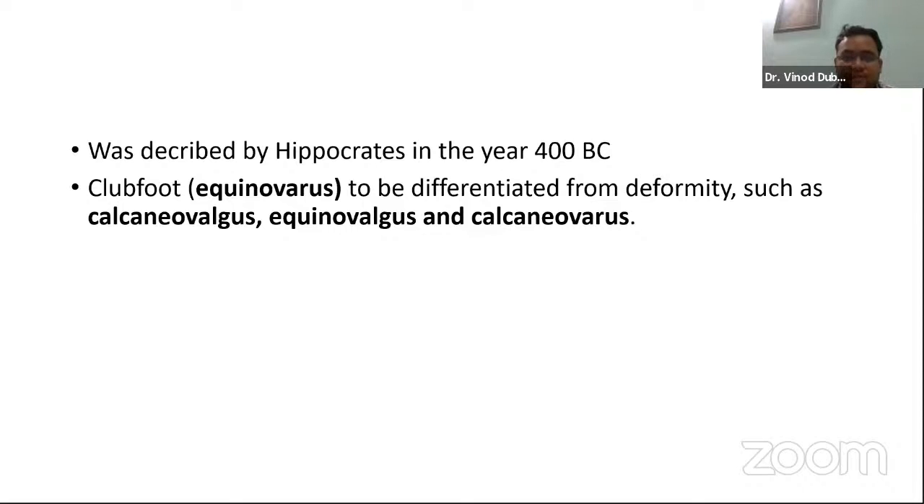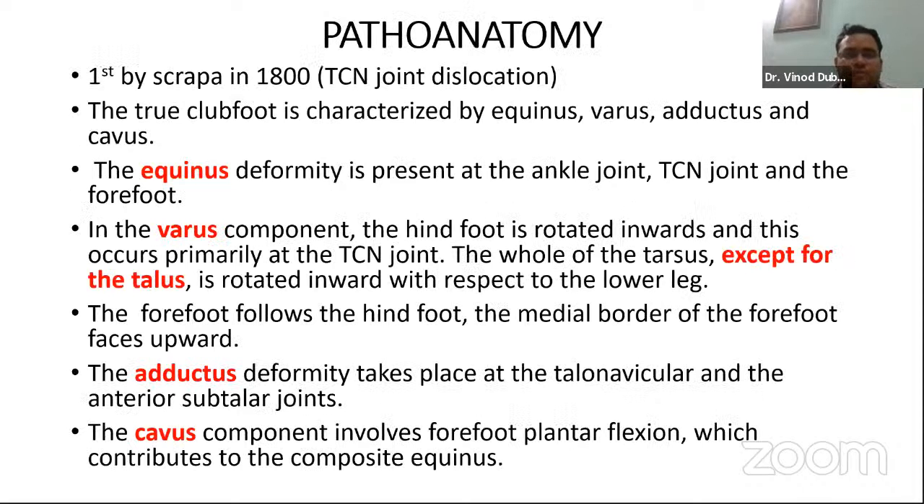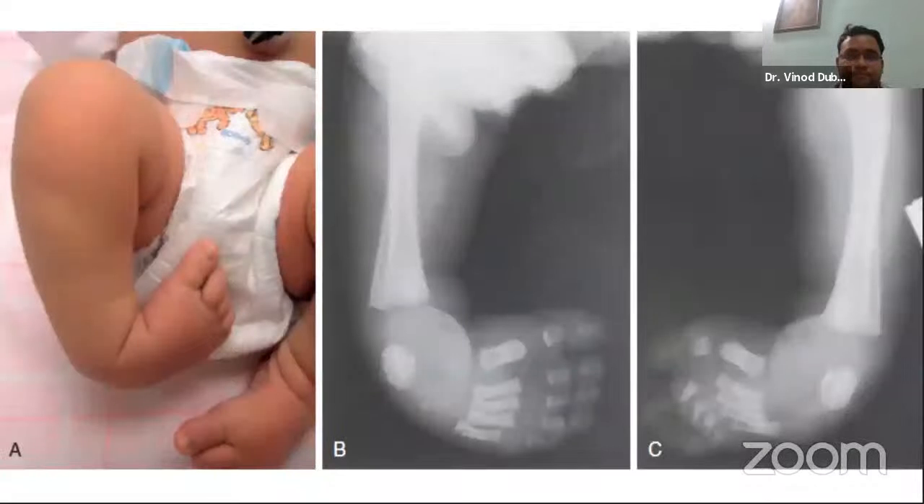So it has to be differentiated because the treatment line and guidelines are totally different for different types of deformities. Before going into the treatment part, we'll come to a few basics of CTEV, like pathoanatomy. What is the pathoanatomy in this kind of deformity? There are basically four deformities: equinus at the ankle and subtalar joint, then varus in the subtalar joint, and then adductus and cavus.